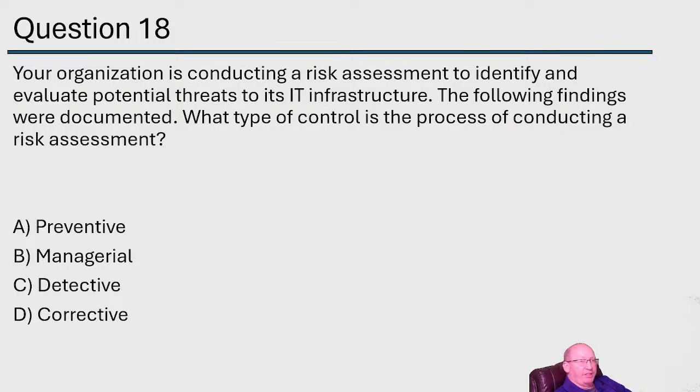All right, your organization is conducting a risk assessment to identify and evaluate potential threats to its IT infrastructure. The following findings were documented. What type of control is the process of conducting a risk assessment? You can almost get rid of everything except for the final sentence. I often say this with students: read the question in its entirety, then read the possible answers, and then reread what the question is asking. Don't answer what you think it's asking you. Answer what it is asking. It's asking what type of control is the process of conducting a risk assessment. Nothing else matters. It's only that last sentence.